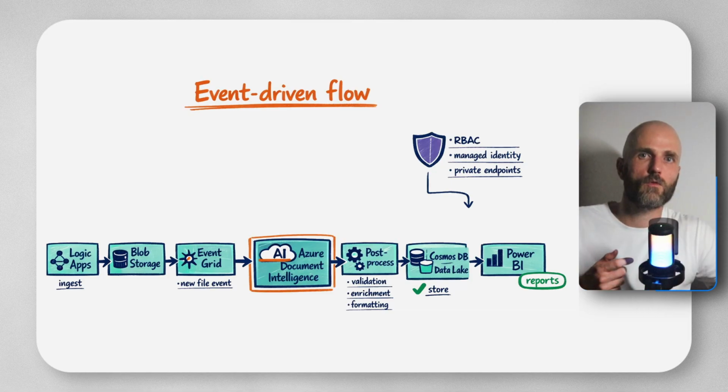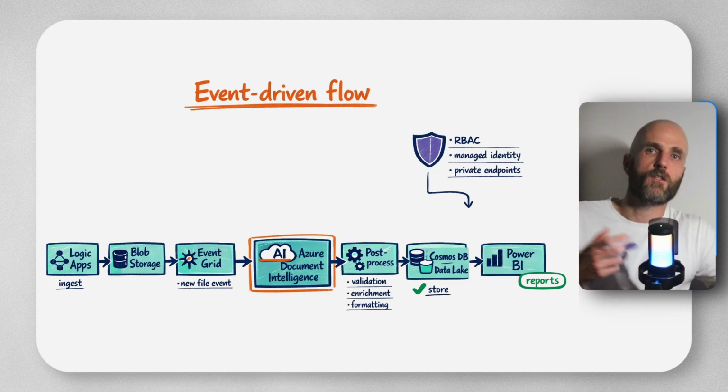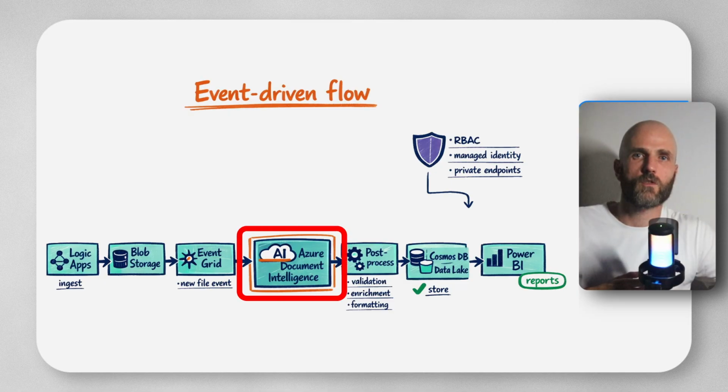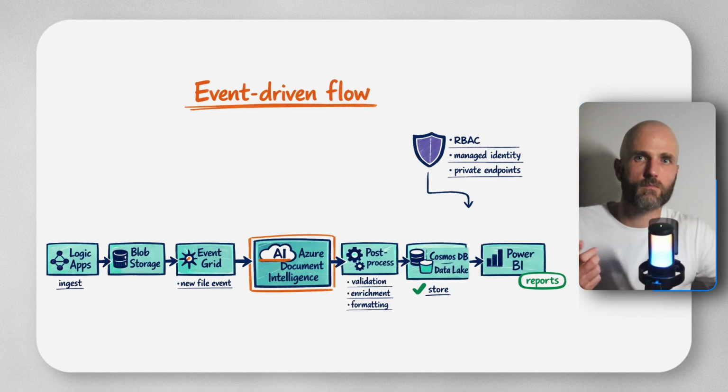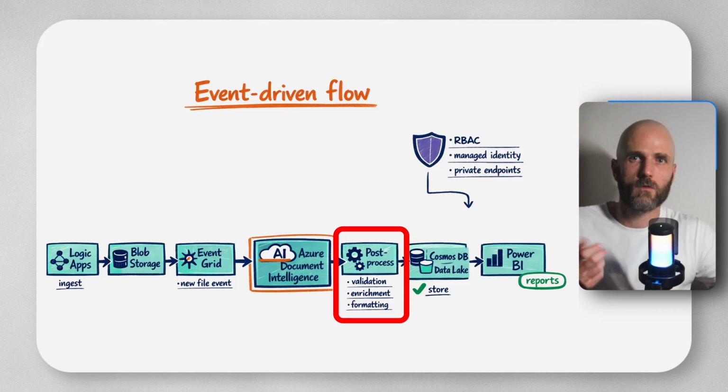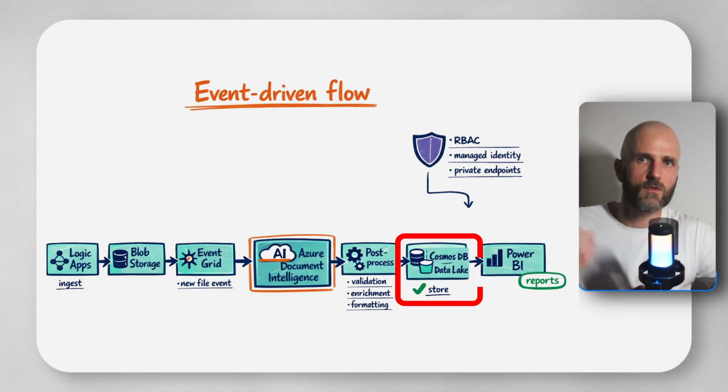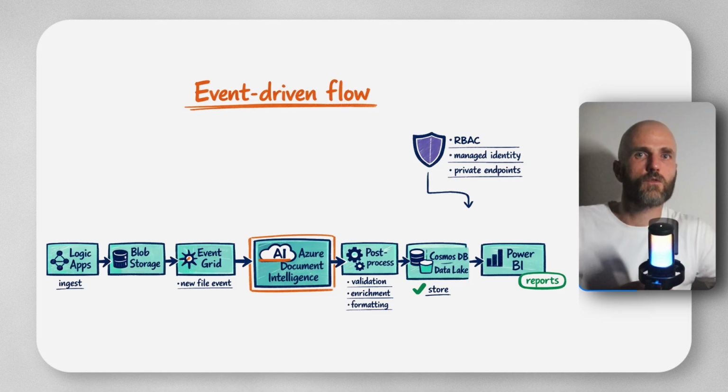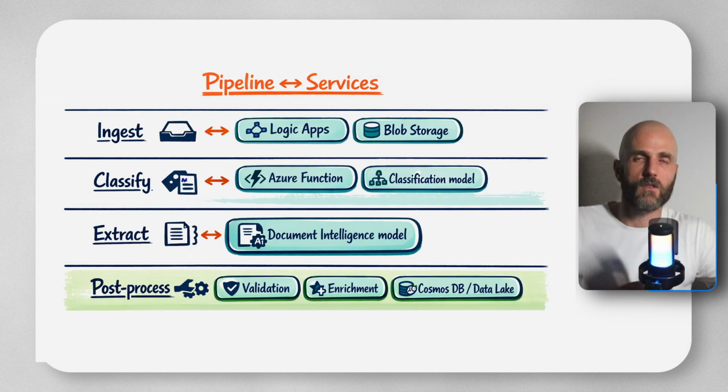The function looks at the file. Maybe it already knows what type it is from the folder, or it runs a classification step. Then it calls Azure AI Document Intelligence with the right model. When Document Intelligence returns a JSON, my code does the post-process steps: validation, enrichment, formatting. Then I store the result somewhere downstream, like Cosmos DB if I want a database that apps query, or a data lake if I'm doing analytics at scale, and then tools like Power BI can report on it.